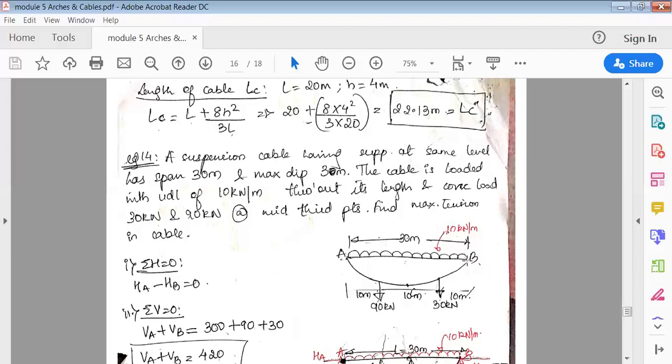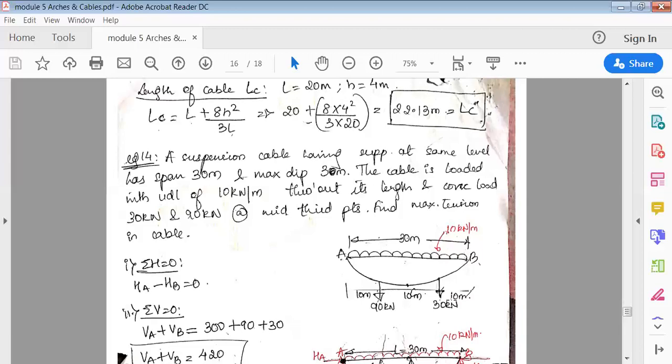So A and B is a cable. It's a suspension cable. So you draw the cable like this and show the loading. So there is a UDL. In addition to this, there are 2 point loads which are acting in the mid third. So mid third means, here, these mid thirds. Okay, so 30 meters, so at every 10 meters. So first 10 meter there's 90 kilonewton. Next 10 meter there is 30 kilonewton. Okay, these are the 2 point loads in addition to the UDL.